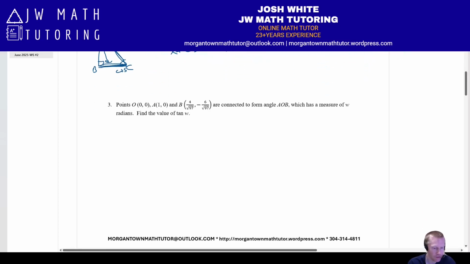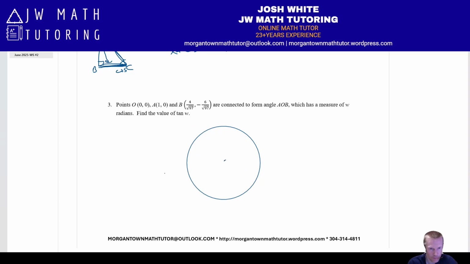All right, question 3. This is a repeat. This first appeared on the May test. So for this problem, you have a circle. You have your center right here, O, it says 0, 0. You have A out here at 1, 0. This is basically a unit circle, it has a radius of 1.